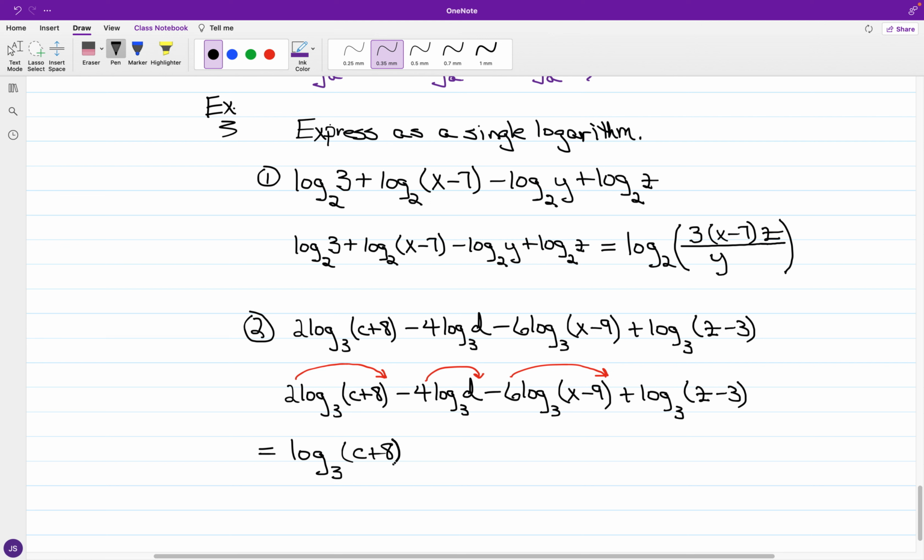So for 2 times the base 3 logarithm of the quantity of c plus 8, we're going to have the base 3 logarithm of the quantity of c plus 8 squared. And then we have minus the base 3 logarithm of d to the 4th. Then we have minus the base 3 logarithm of the quantity of x minus 9 raised to the 6th. Then we have plus the base 3 logarithm of the quantity of z minus 3.